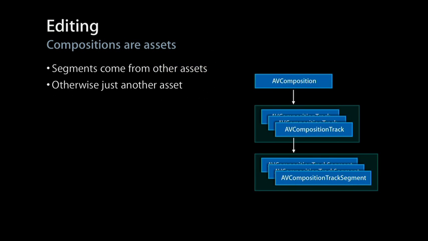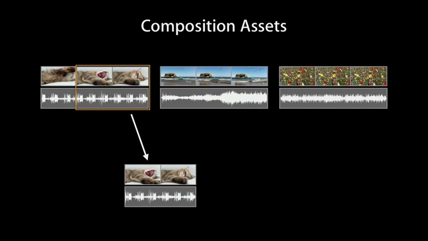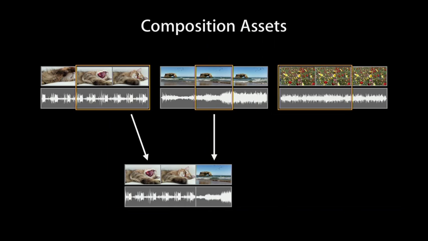An AV composition object is just a kind of asset. It's composed of composition tracks, and the tracks are composed of segments, each of which can come from a different asset. Typically, we will be using an AV mutable composition and mutable composition track, but segments are always immutable objects. Let's look at a picture to make it a bit clearer. We have three videos, three assets to start with. We take portions of each asset. The portion I take from each asset doesn't have to be the same across all tracks. I could take very different portions of each track.